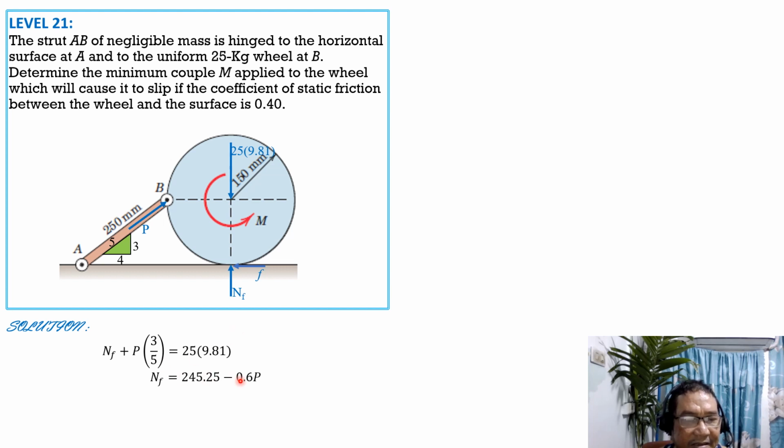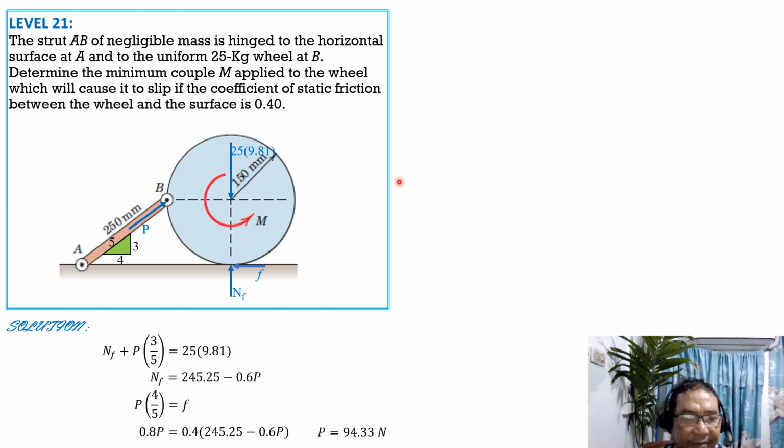Then summation forces horizontal, P times 4 over 5 equals F. And take note, F is maximum because the wheel is on the verge of slipping, and it is equal to 0.4 times the normal force. So 0.8 P equals F, and F is 0.4 times the normal force, which is 245.25 minus 0.6 P. Solving for P, P is equal to 94.33 newtons.